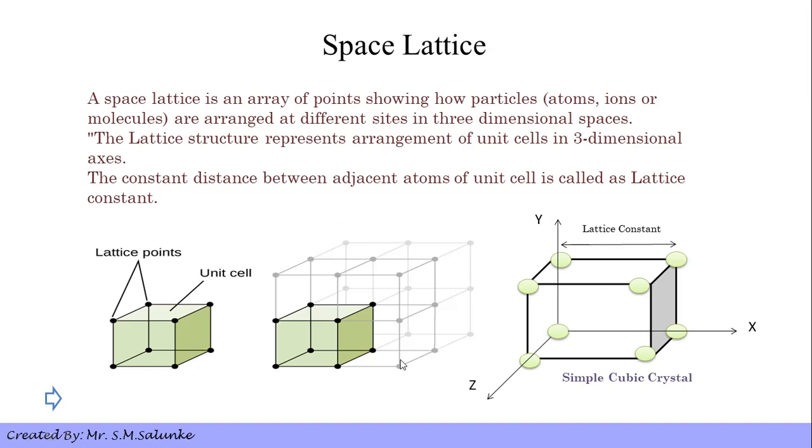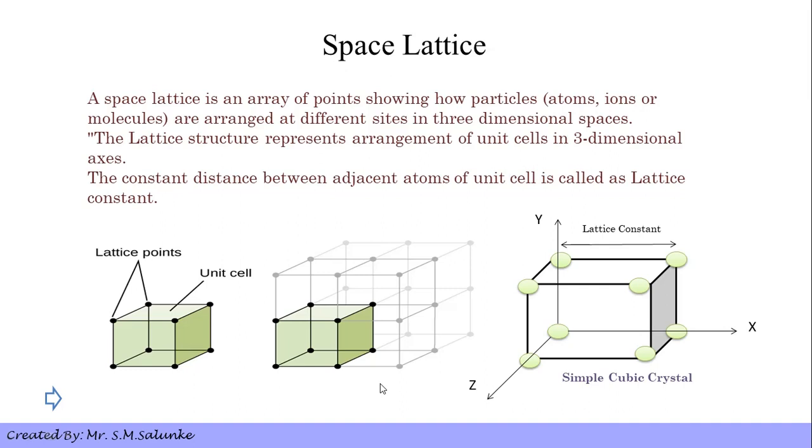Now the constant distance between the adjacent atoms, these two are adjacent atoms, similarly these two, this distance between two adjacent atoms is called the lattice constant. Let's understand it with a practical example. A space lattice can be considered as an apartment building. Here each flat represents a unit cell, and with these multiple flats available, that apartment society is nothing but your space lattice. So as discussed, multiple unit cells lead to formation of a space lattice.